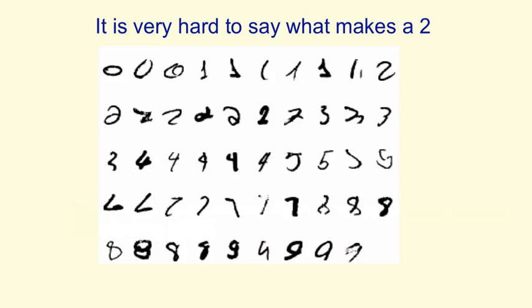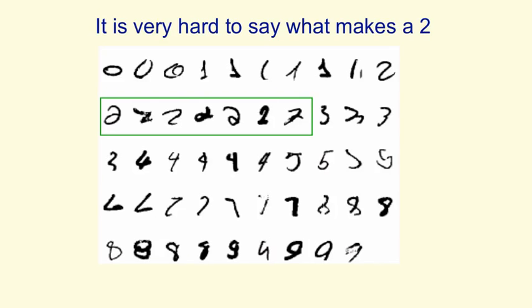If you look at a bunch of twos, like the ones in the green rectangle, you can see that if you knew they were a handwritten digit, you'd probably guess they were twos. But it's very hard to say what it is that makes them twos. There's nothing simple that they all have in common.